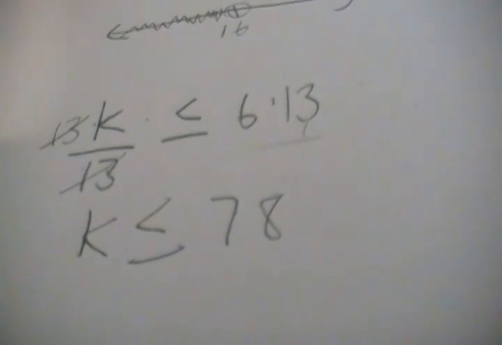So these 13's cancel. So we get k is less than or equal to 13 times 6. So if we do the math, carry the 1 over, and then 6, it becomes 78. Alright, so k is less than or equal to 78.